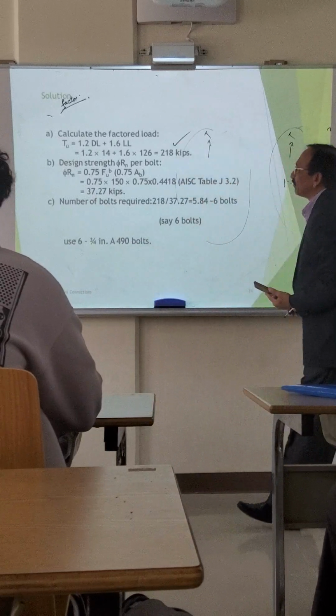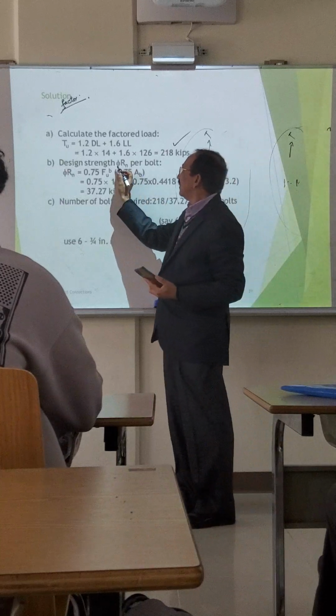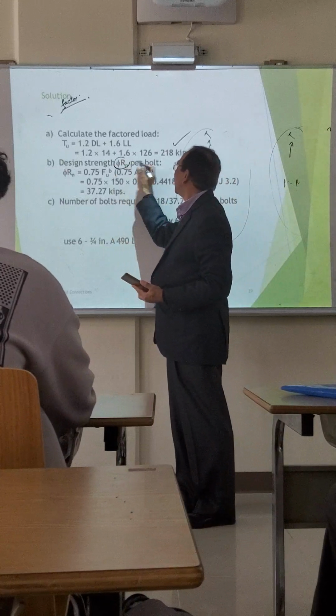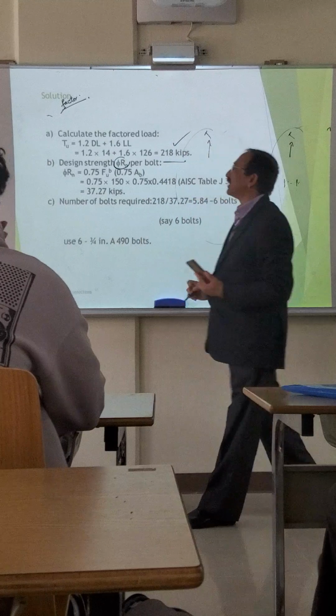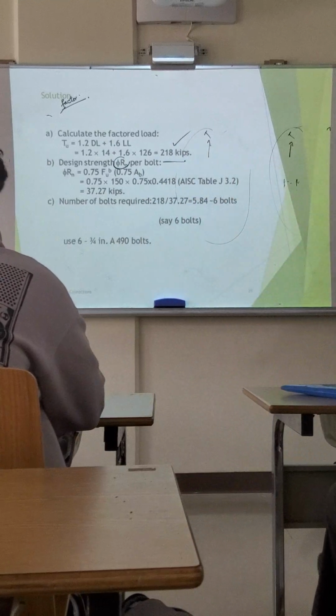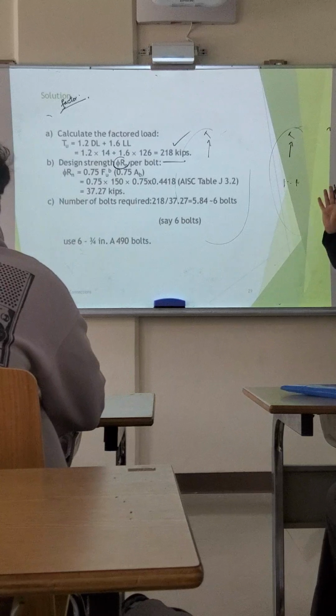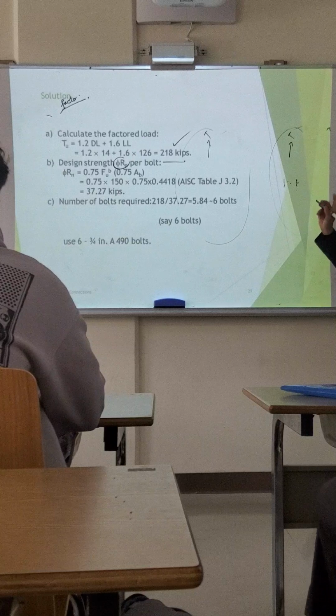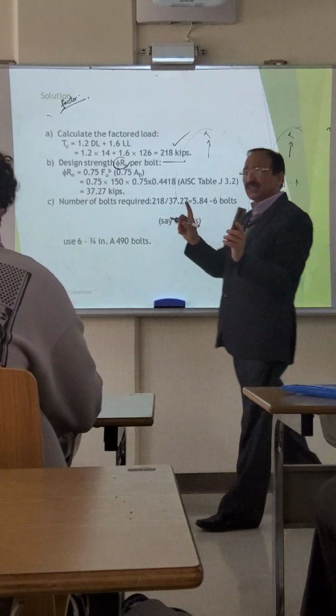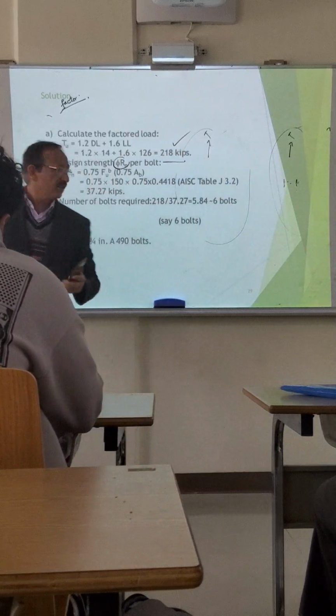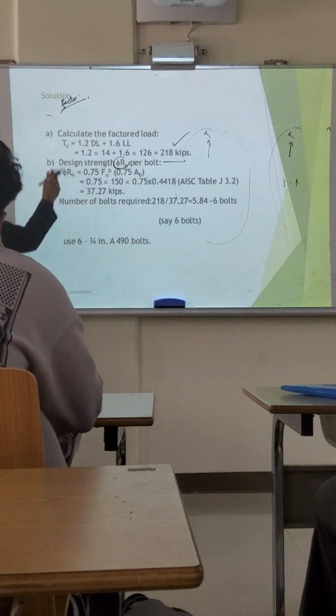Simple calculation. Then you find the design strength per bolt. Now, which design strength will you calculate? Shear, tension, bearing. Tension, right? Because the bolts are in tension. It is clearly visible from that figure that the bolts are in tension. There is no chance of any shear. So we calculate only this side.